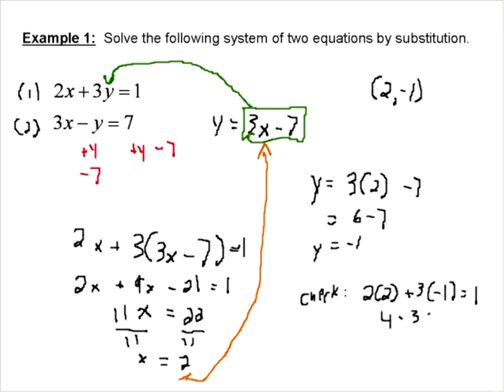So is 4 minus 3 equal to 1? Is 1 equal to 1? It sure is. Hooray! So now we've got to check the second equation. So 3 times 2 minus 1. Oh, let's just be certain here. This negative 1 is going to equal 1.